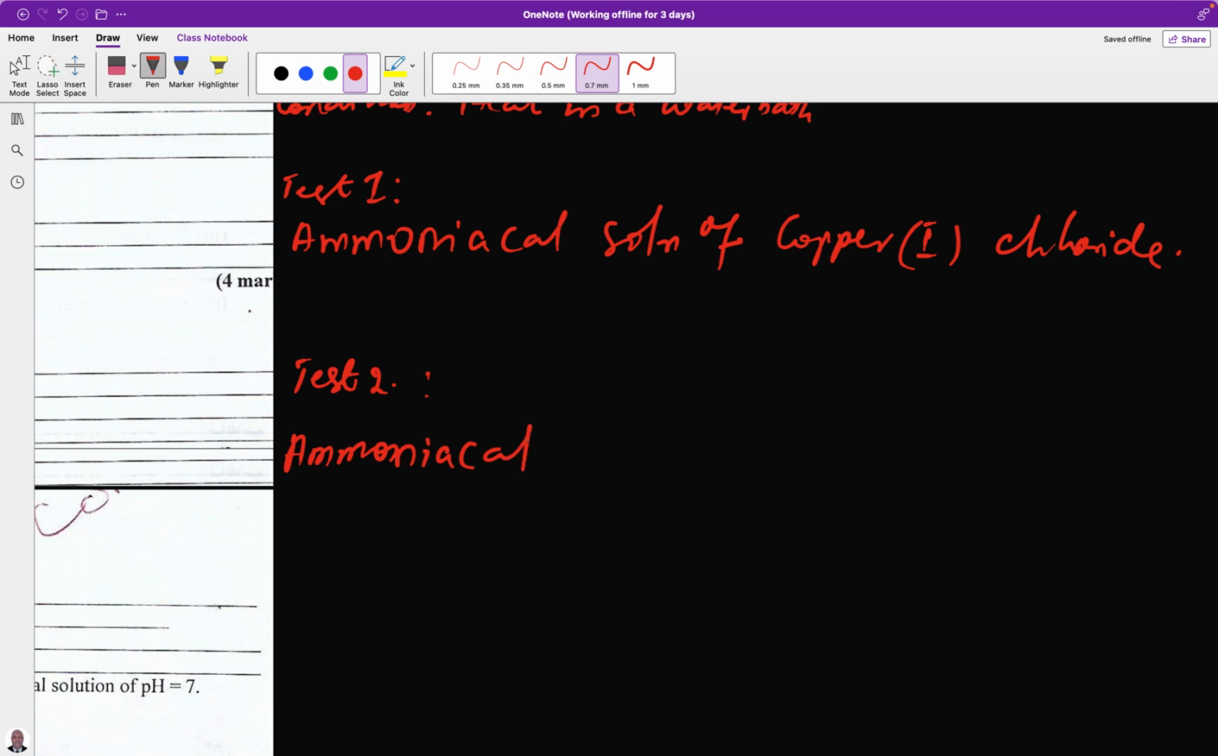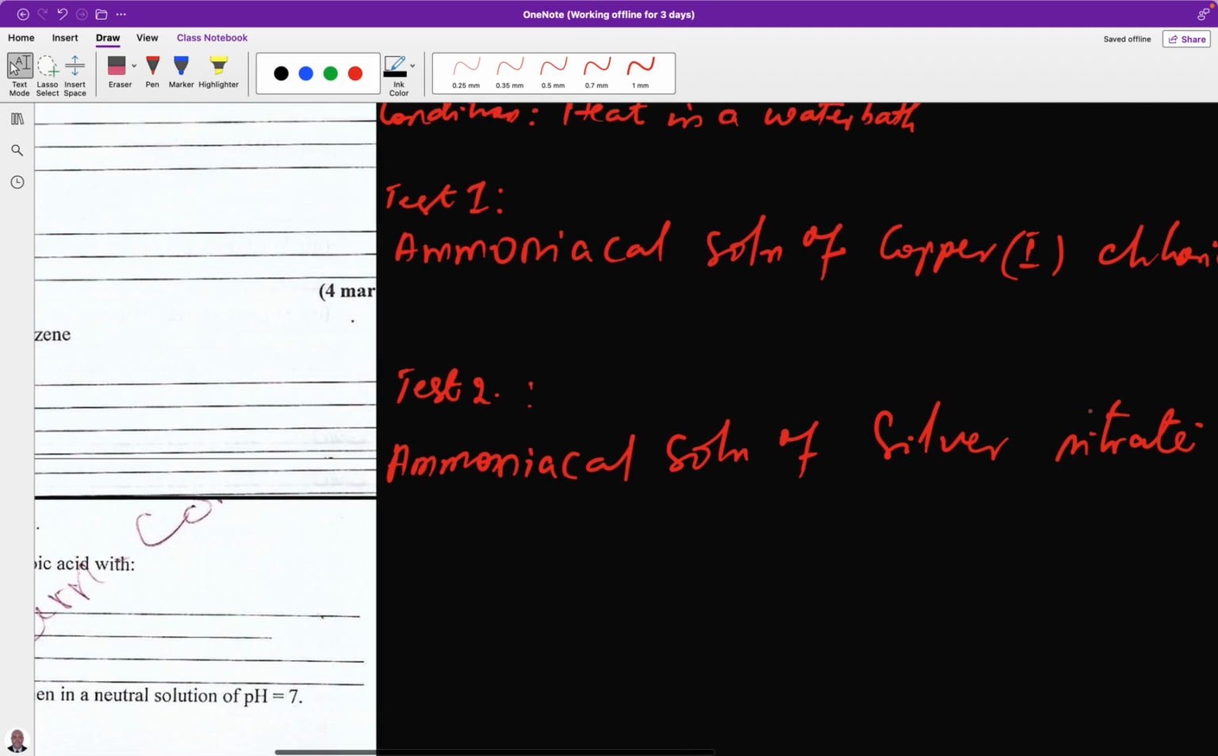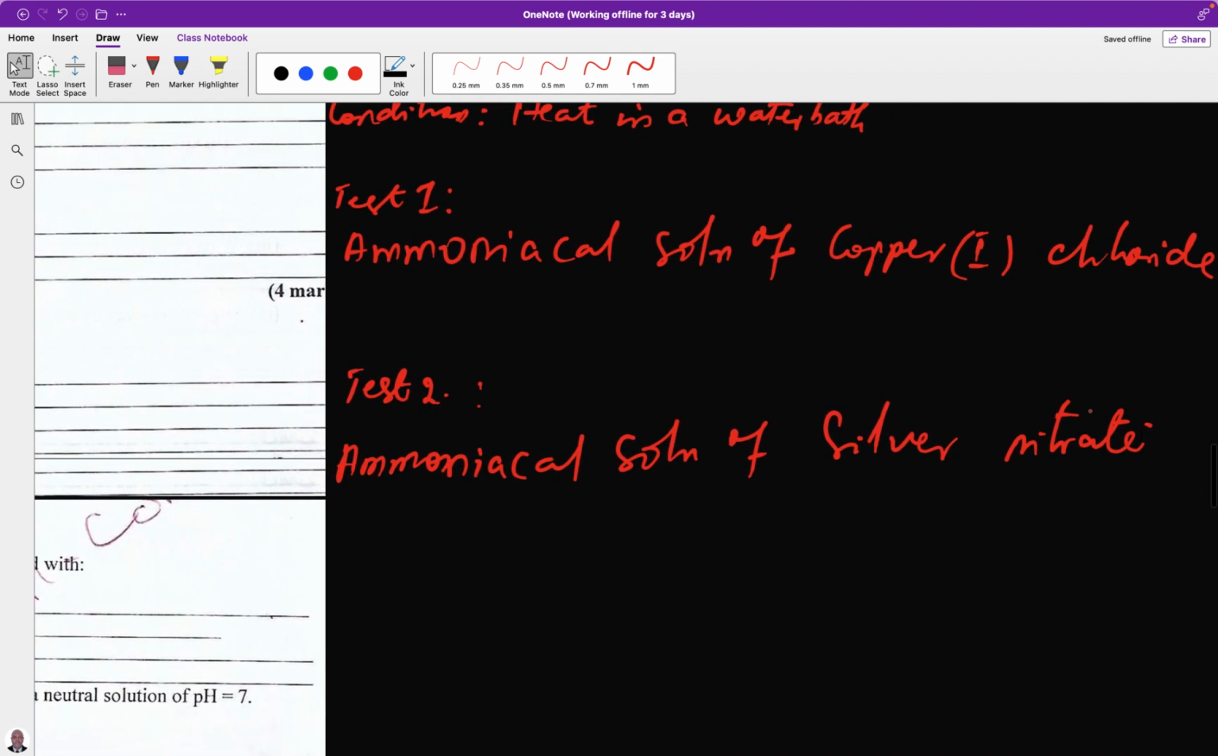You can use any of these to differentiate between ethene and ethyne. You can use the first one, ammoniacal solution of copper 1 chloride. How can you use this one? That's test 1. Here you can say with ammoniacal solution of copper 1 chloride, ethyne forms a red precipitate.